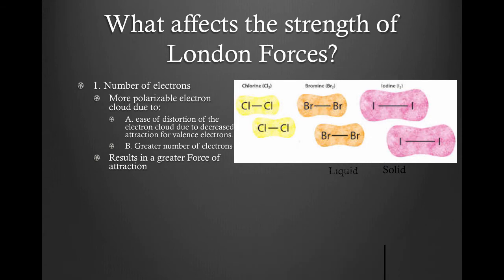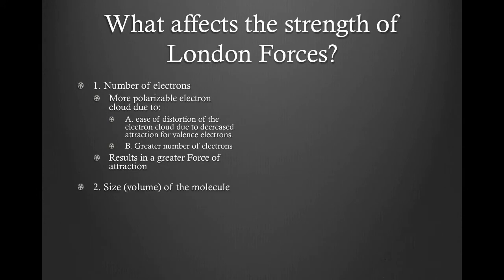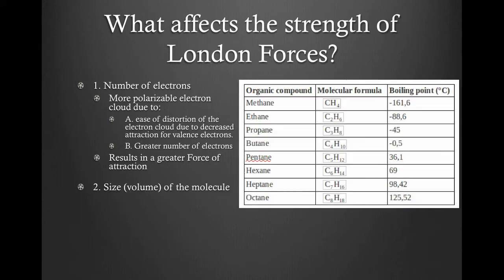All right, so the second thing that affects the strength of the London force is the size of the molecule. And so if we look at a series of molecules where the number of carbons and hydrogens is increasing, we know that the molecule is getting larger, and that means there's more electrons. So the electron cloud is also larger, and so I have a more polarizable electron cloud. And so if you look at the boiling point, again, this is the bulk property that I can link with the difference in the London force.